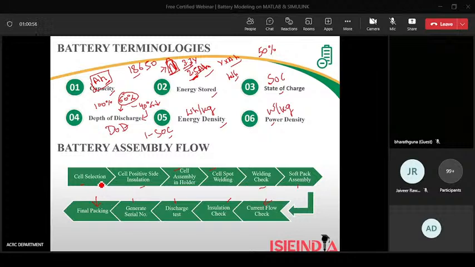I will be explaining how the cell selection is done, how we get the series parallel combination, what happens when we connect the cells in series, and what happens when we connect the cells in parallel. Then after the cell selection, this process happens, and then the final battery packaging is done. In the coming slide, I will show an example of how we describe the battery pack assembly. So now moving to the next slide.